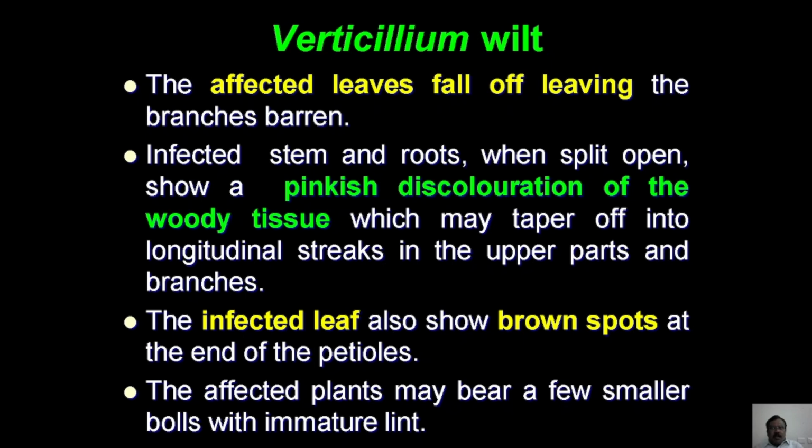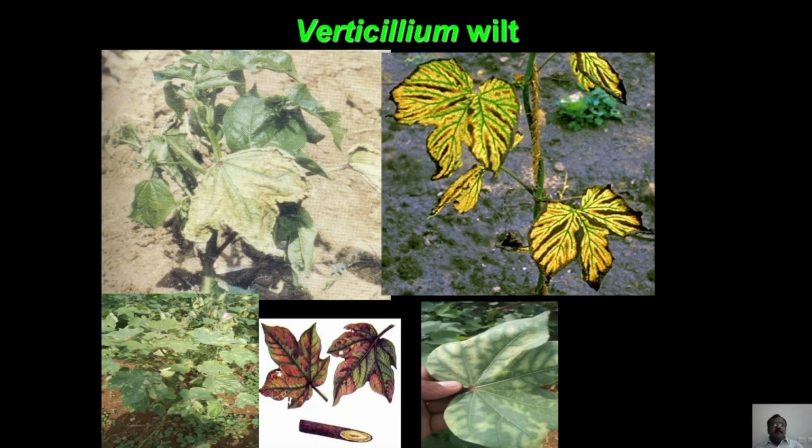And when you take the longitudinal section of the affected plant stem, it will show pinkish discoloration. What we have studied in Fusarium is brown or black discoloration, but here in this case, due to Verticillium infection, the internal portion, the vascular tissue, becomes pinkish, and the infected leaf also shows brown spots at the end of the petioles. And ultimately the affected plant may bear very small bolls as well as immature lint.